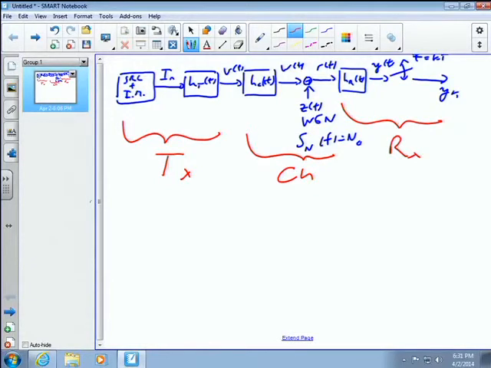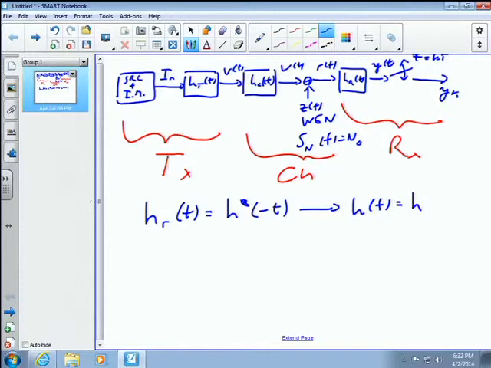Now, let's develop this a little more based on last class. We saw that we want the receive filter to equal the complex conjugate of the time-reversed version of h(t). What's h(t)? It's the combination of h_T(t) convolved with h_c(t). What this does is a matched filter. So I'm trying to match the receive filter to the combination of the channel and transmit filters. Okay? So far, so good.